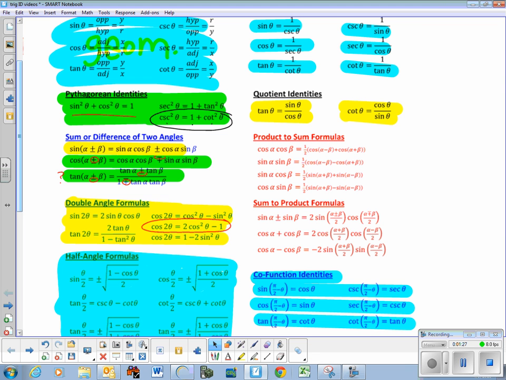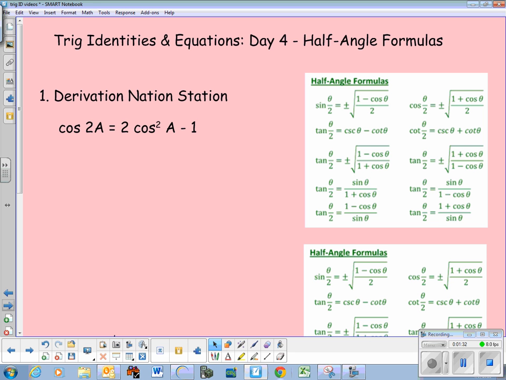I want to start with that again. If we're taking that to be true, then we can work on that and manipulate it to create some new ones. I want to start by moving the 1 over. Whoops, I forgot to move the 1 over. Cosine of 2a plus 1 equals 2 cosine squared a. And now I'm going to multiply both sides by a half to get rid of the 2.